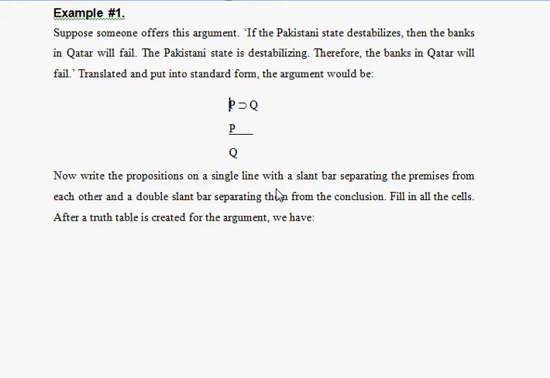So in this case, it's P horseshoe Q, and then the second premise is P, and then there's a line signaling the conclusion. That line actually means therefore. And so this would be an argument that's if P then Q, P therefore Q. It's actually what we call modus ponens.